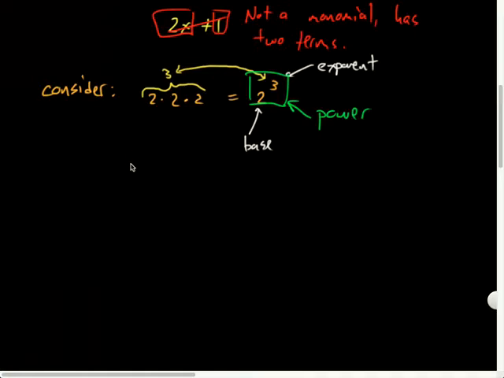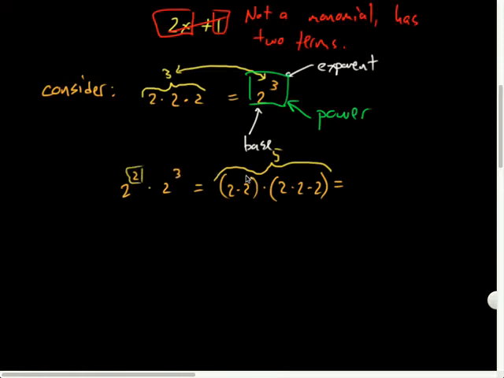Now, what if I had this? What if I had 2 squared times 2 cubed? 2 to the 5th. So I have a possible solution here, but let's verify that. What does 2 squared mean? 2 times 2, right? And I'm multiplying that by 2 cubed, which is 2 times 2 times 2. So that's a total of how many 2's? 5 2's, right? And 5 happens to be these 2 plus these 3.